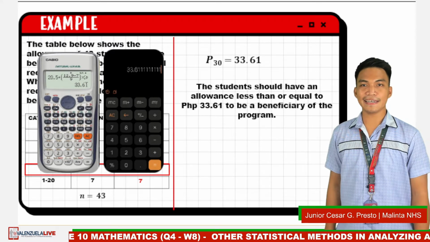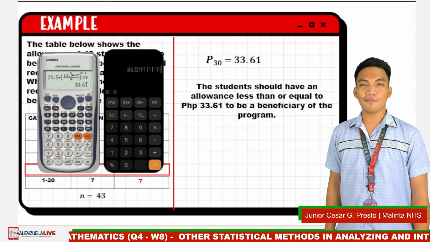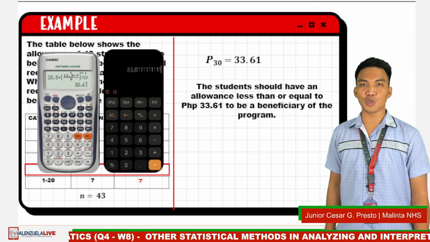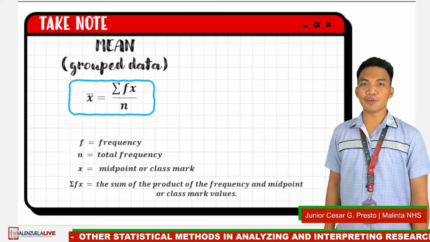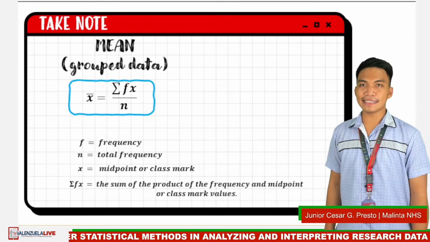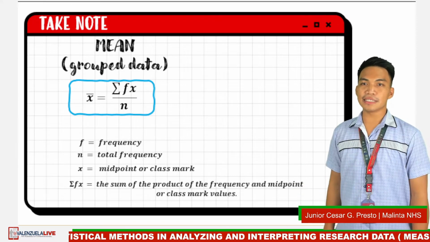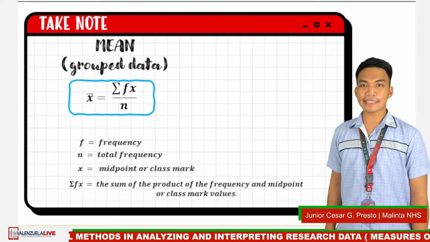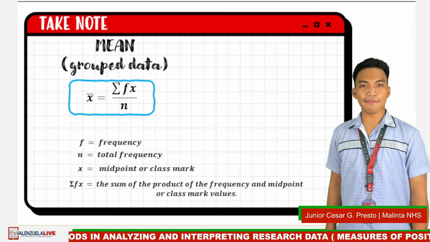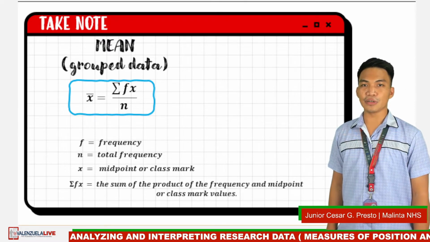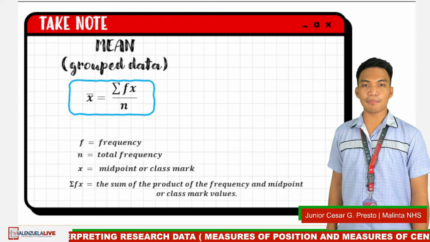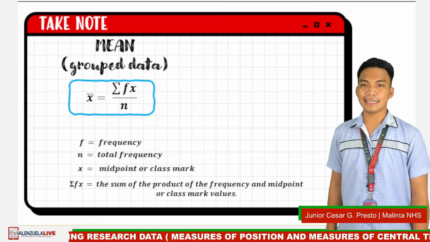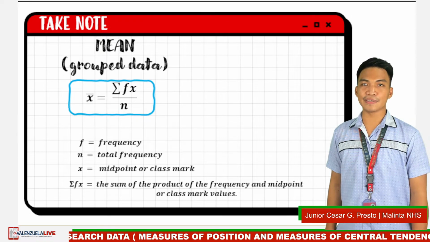At this point, let us explore the formulas for the measures of central tendency for group data. The formula for the mean of group data is x bar equals the summation of f times x all over n, where f is the frequency, n is the total frequency, x is the midpoint or class mark, and summation of fx is the sum of the product of the frequency and midpoint or class mark values.